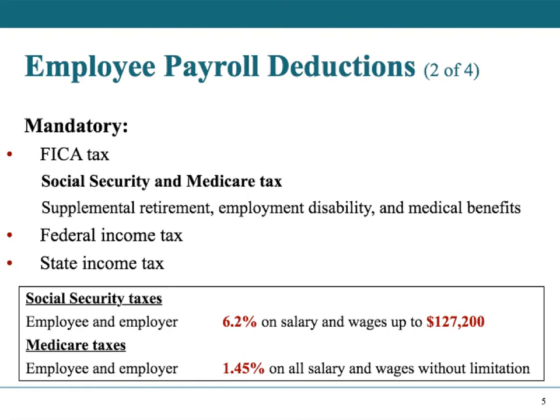Okay, so let's look again at the mandatory deductions, and here's that FICA that I promised you. FICA includes Social Security and Medicare tax. One part will fund your Social Security upon retirement, and the other one will fund Medicare. So these are the amounts that are funded, and then we have federal income tax and state income tax.